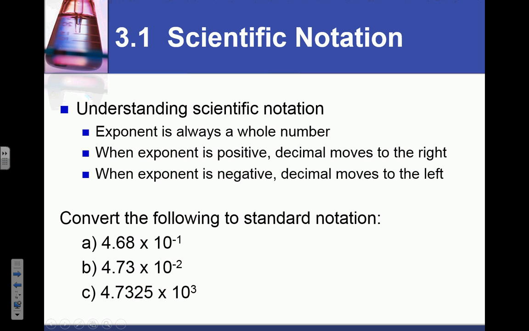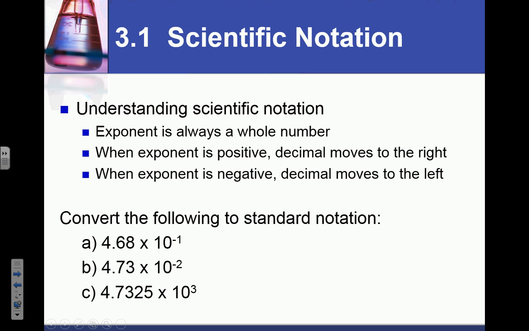So, fundamental things about scientific notation. Remember, exponent is always some whole number. And remember, when the exponent is positive, we're actually multiplying by 10, so we're going to move the decimal to the right to get back to our standard notation number. And when the exponent is negative, that literally means divide by 10, which means we're going to end up moving the decimal to the left to move from our scientific notation number and coefficient back to its original standard notation number. So convert the following to standard notation.